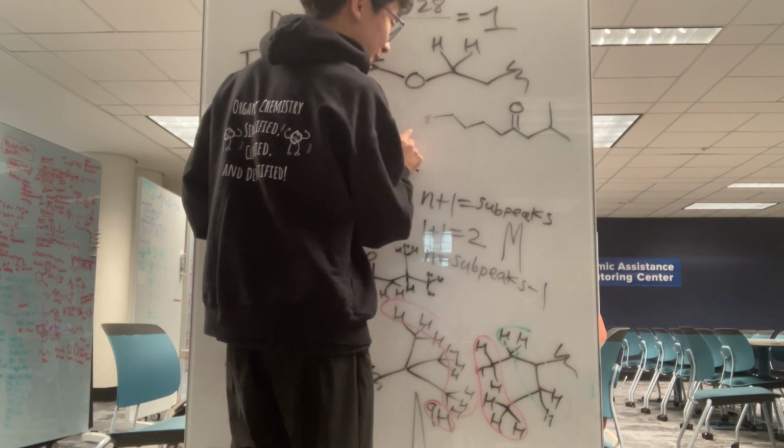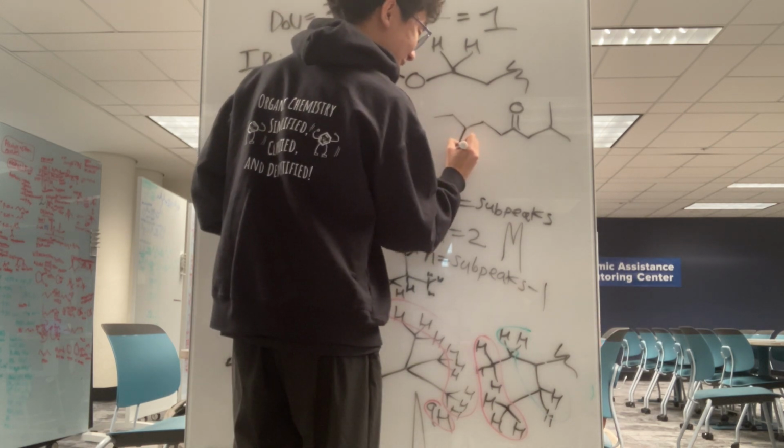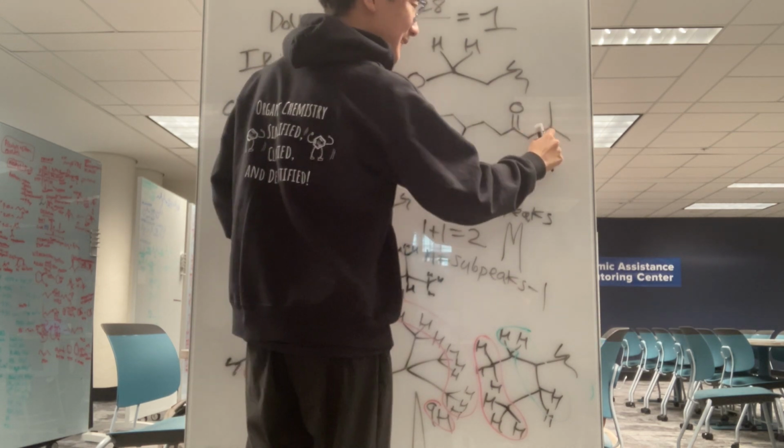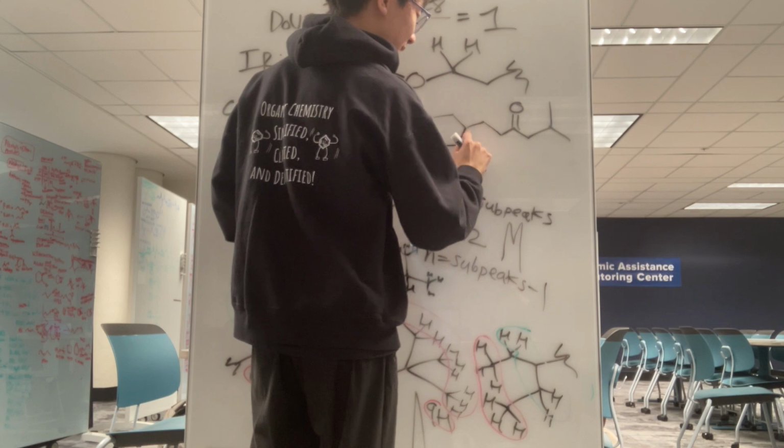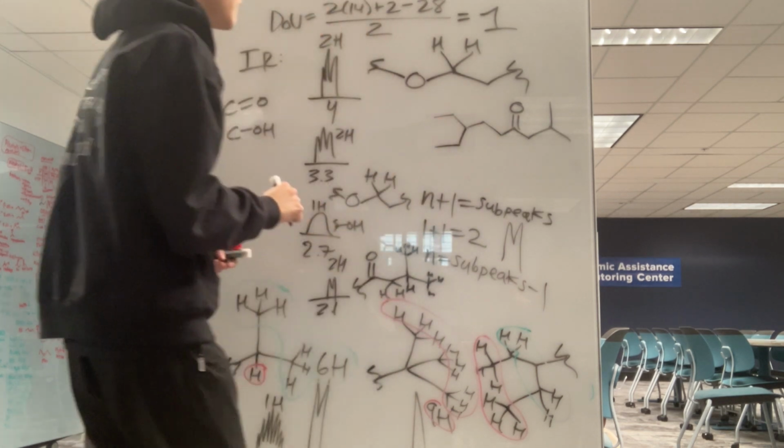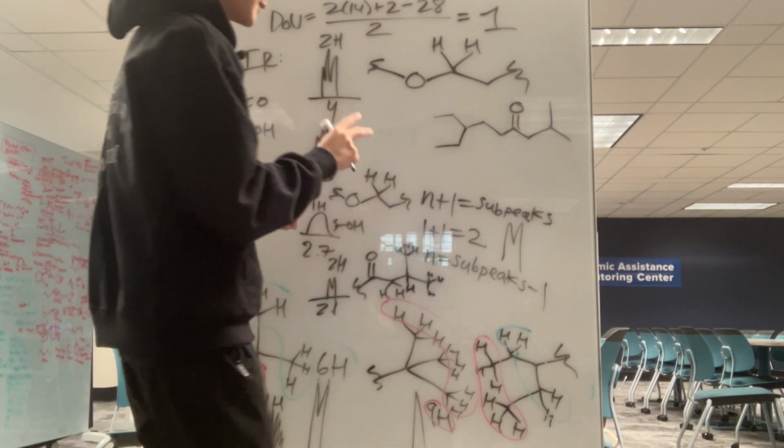So I'm just trying random things here. I don't know if this is right. 1, 2, 3, 4, 5, 6, 7, 8, 9, 10, 11, 12. I'm missing 2 carbons.